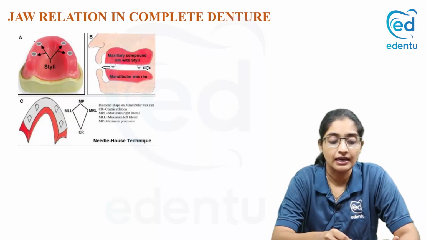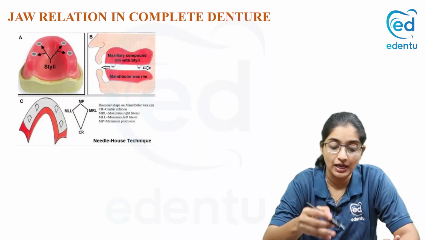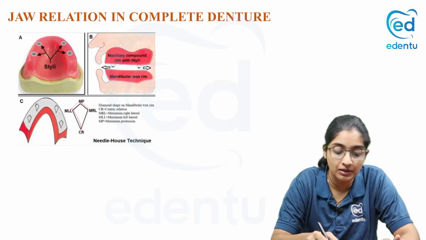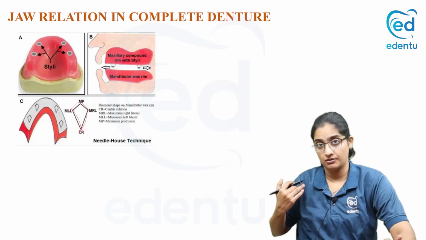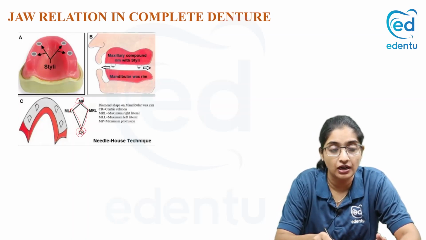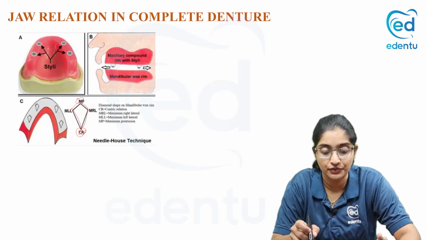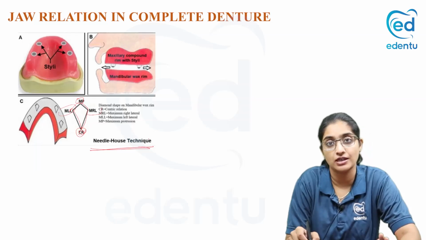So you have 4 beads or styli which are placed, and you make the patient move and you get this kind of a diamond marking. In this diamond marking, the farthest behind will be the centric relation position, and farthest in front will be the maximum protrusive. Then you have the maximum right lateral and the maximum left lateral. This is what is called the Needle House technique.